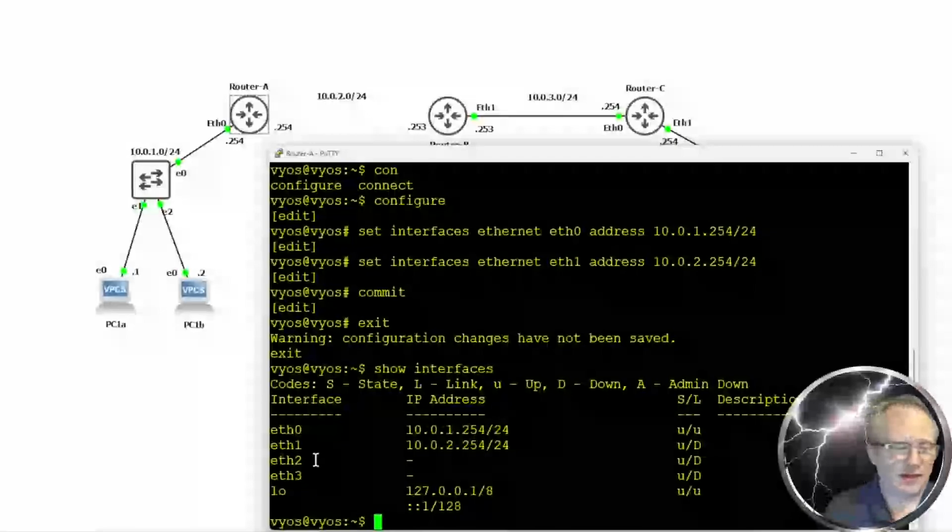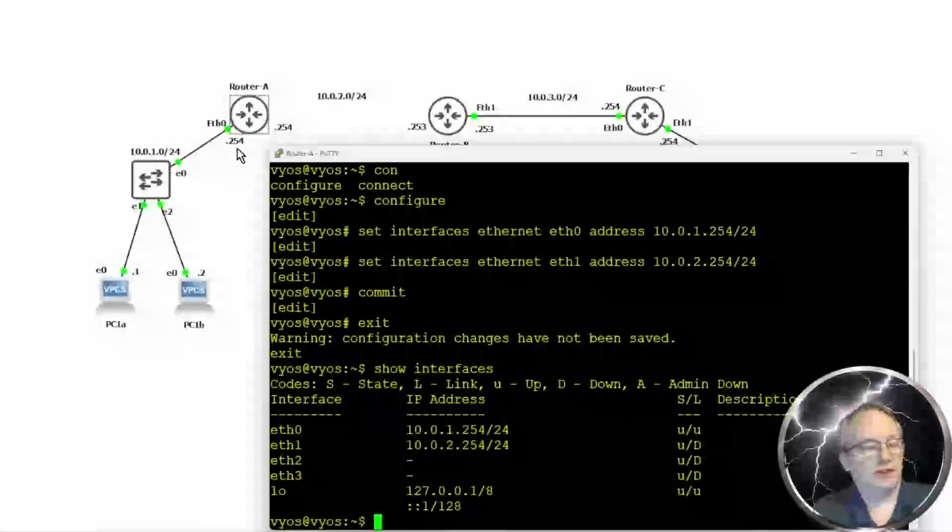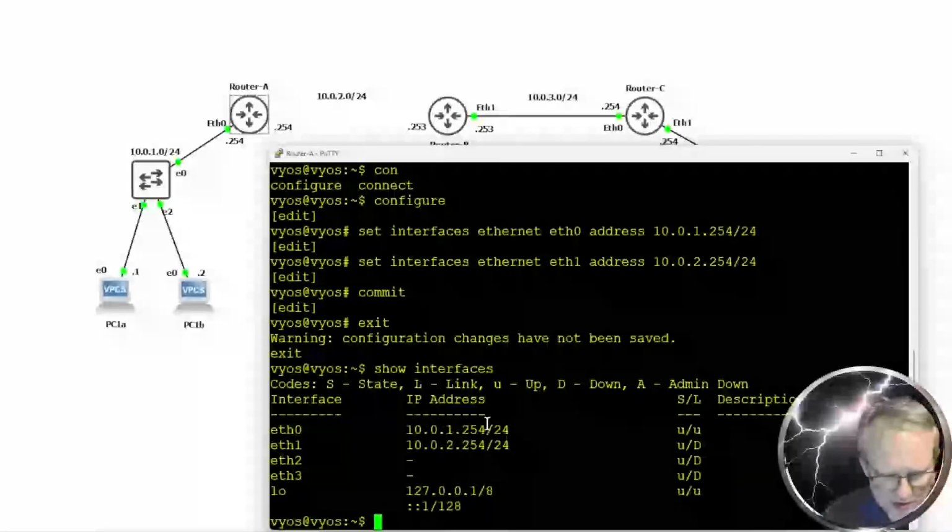Notice in this one, the outputs of these commands are going to vary from manufacturer to manufacturer, from vendor to vendor. So Vios, which uses a system called Vyatta to turn a Unix machine into a Linux machine, gives this. So we can see that Ethernet 0 is 10.0.1.254, and Ethernet 1, which we don't see it saying Ethernet 1 because it's not connected, is 10.0.2.254/24. And so we're matching, we have the right IP address. So let's take a look at the routing table.